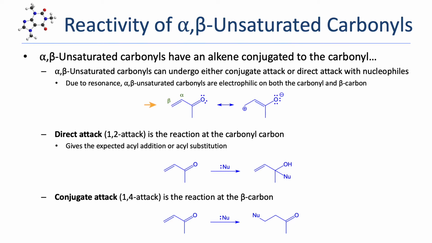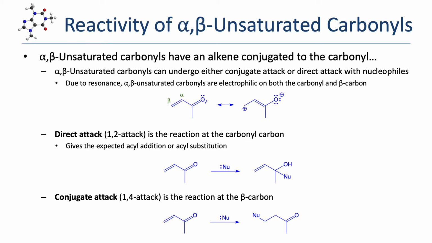If we look at the second resonance structure, we can see that the beta carbon has a significant amount of electron deficiency, making it highly electrophilic. We typically think of alkenes as nucleophiles, but when alkenes are conjugated to carbonyls, they become electrophilic. The electrophilic character is spread out over both the carbonyl carbon and the beta carbon, meaning that nucleophiles can attack either position. Nucleophilic attack at the carbonyl carbon is considered direct attack or 1-2 attack.